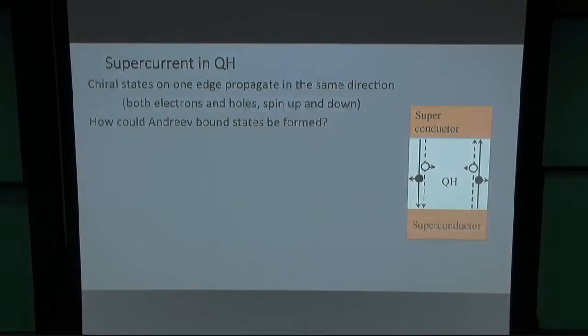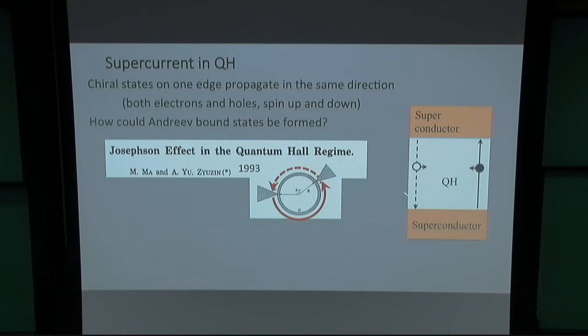Now, for the quantum Hall, we have chiral states where both electrons and holes move in the same direction. So we cannot take an electron and reflect it as a hole within the same edge. Instead, we have to think of a counterpropagating hole on the opposite edge of the sample.